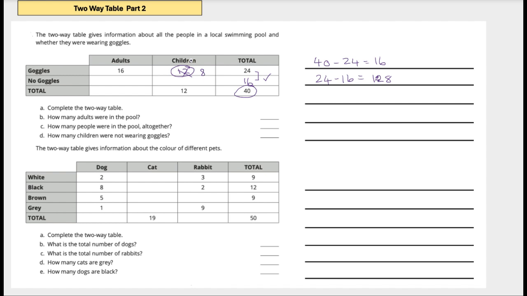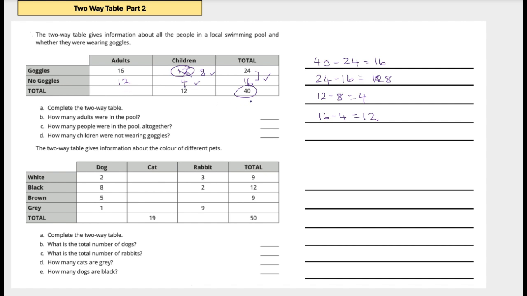So now we've got 8 here. Let's work out how many children do not have goggles. We've got 12 as our total. Subtract our 8, leaves us with 4. 8 plus 4 equals 12, so I'm happy with that. Now let's move on to adults with no goggles. We've got 16 for a total. Subtract 4, leaves us with 12. So there we have it, that's 12. Now, we can't check our answer on this one.